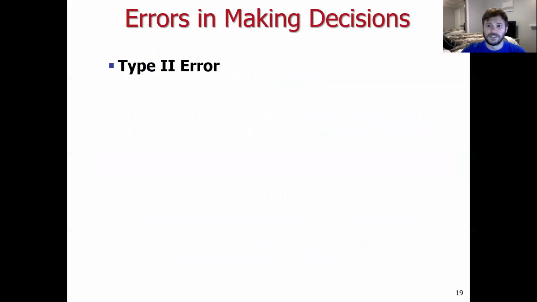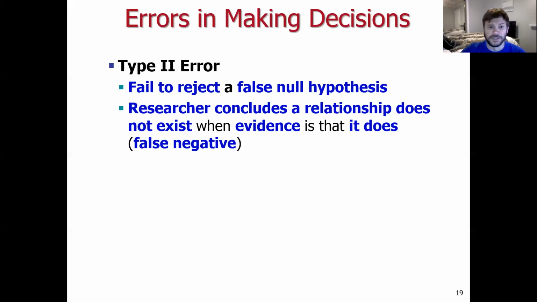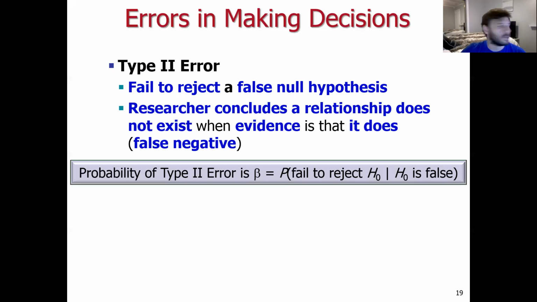Type 2 error is a situation where we fail to reject a null hypothesis when the null hypothesis is actually wrong. So in some sense, this is a false negative. The researcher concludes that there is no relationship when the evidence suggests that there is one. And we use the Greek letter beta to denote the rate at which we would commit a type 2 error. Again, this is a situation where we fail to reject the null hypothesis, given that the null hypothesis is actually false.